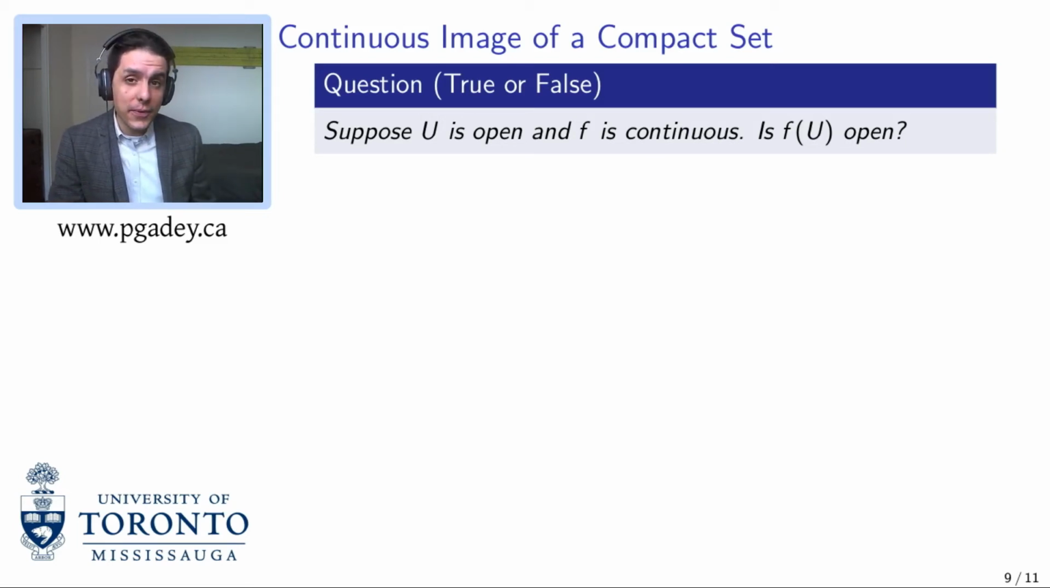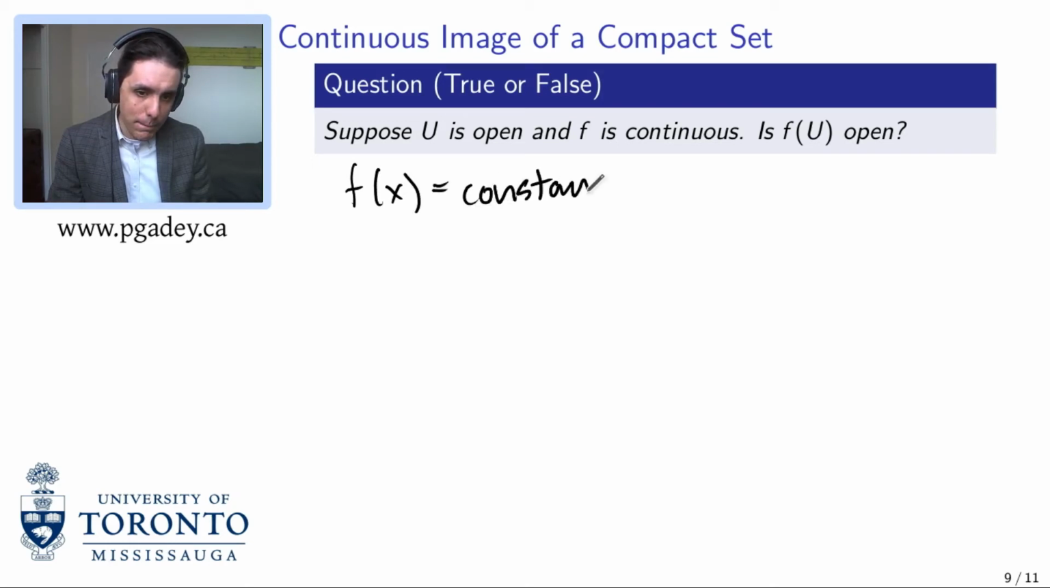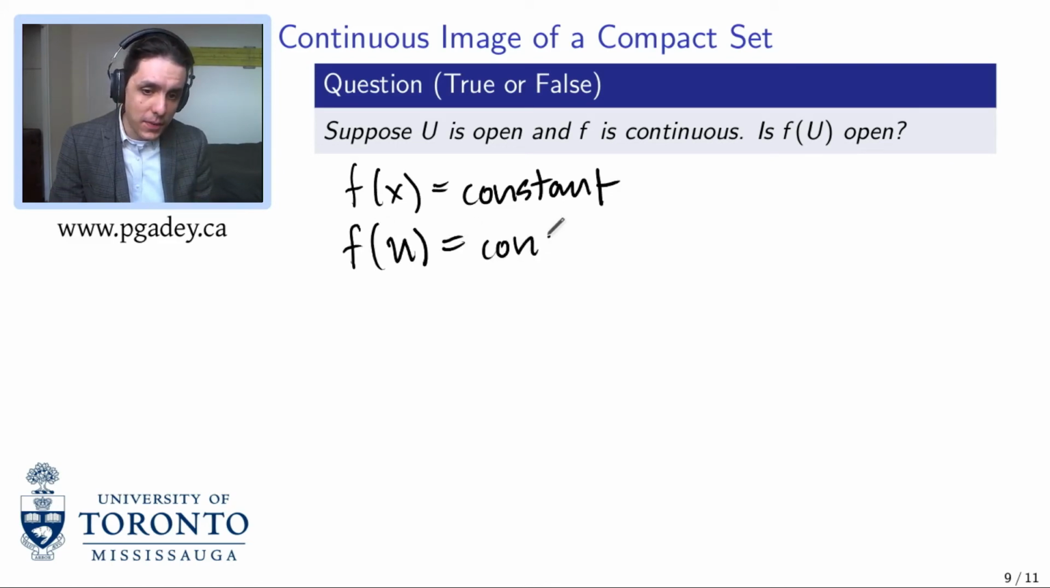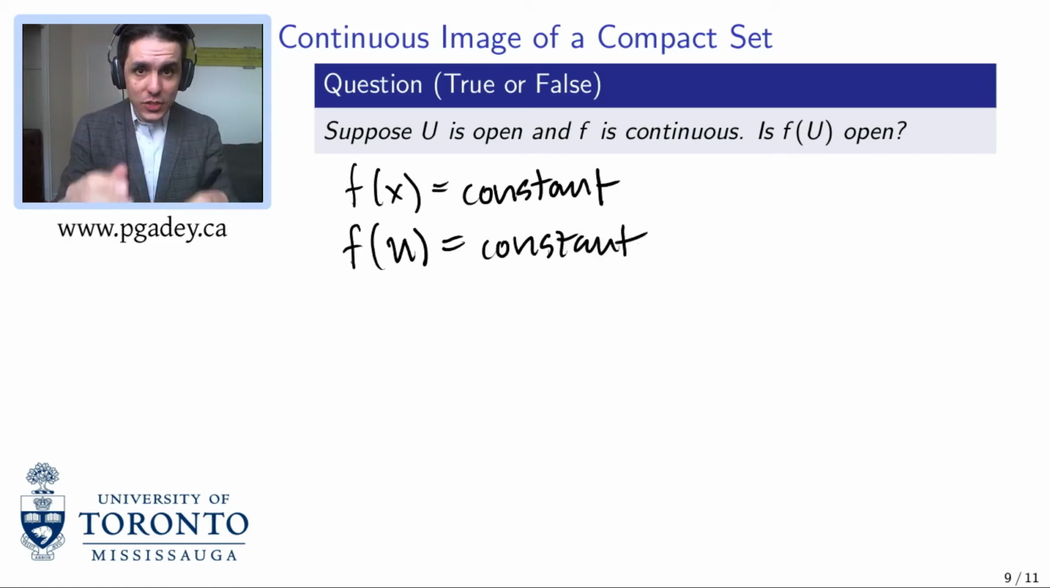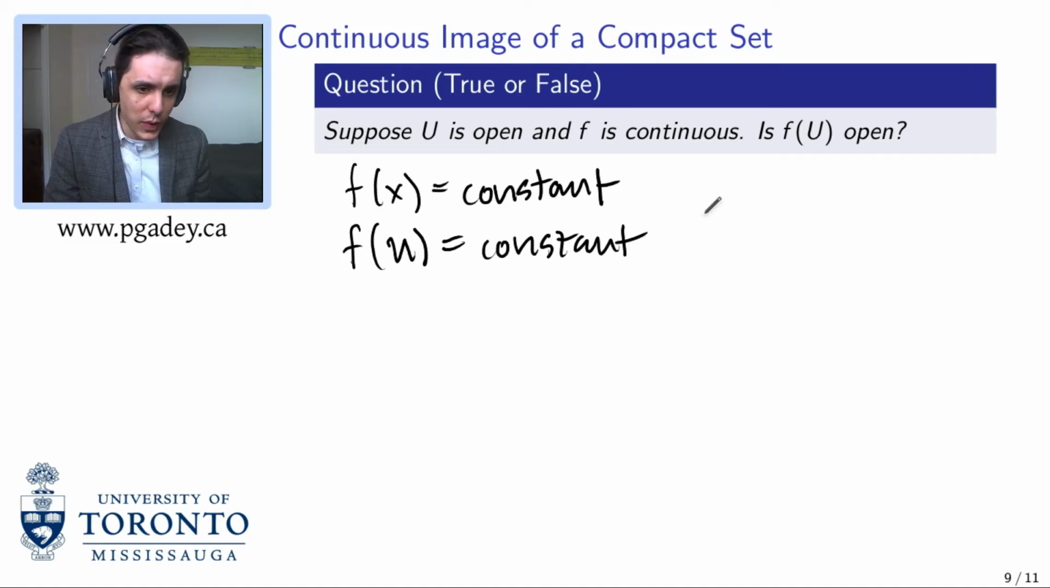So it turns out that it depends on the function. There are functions, for example, f of x is constant, such that f of this open set is just some constant. Okay, the whole open set gets compressed down to a single point. So when we look at this on the real line, the image of our open set becomes a single point here.